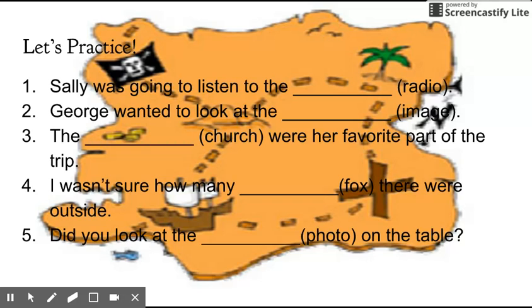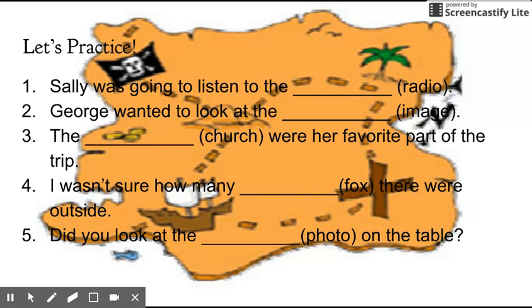Number 1, Sally was going to listen to the, make it plural. Number 2, George wanted to look at the, make it image plural. Number 3, the blank were her favorite part of the trip. Number 4, I wasn't sure how many, plural form of fox, there were outside. And number 5, did you look at the, plural form of photo, on the table?